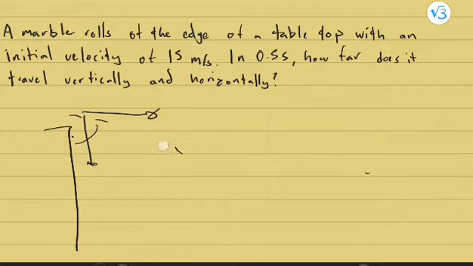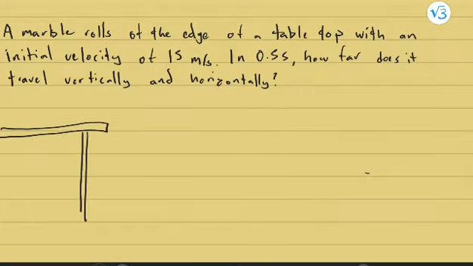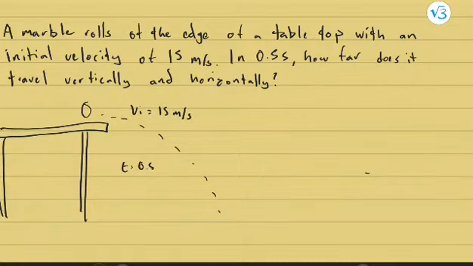So, to visualize kung ano nangyayari sa situation na binigay natin, meron daw tayong table, tapos merong marble na nahulog. So, yung marble natin is nahulog daw siya. The initial velocity, VI, is about 15 meters per second. While the time given is equal to 0.5 seconds. So, ngayon yung hinahanap natin is yung how far or the distance vertically and horizontally.